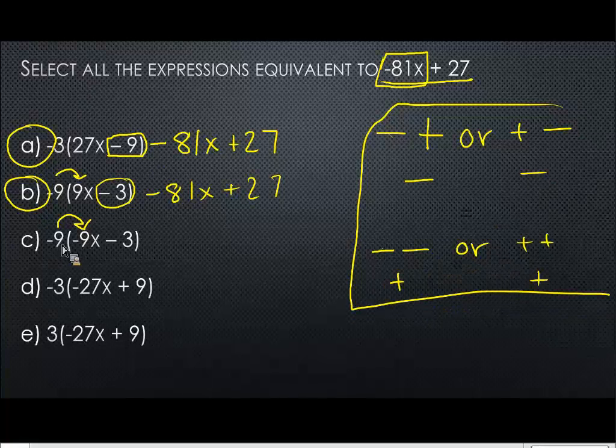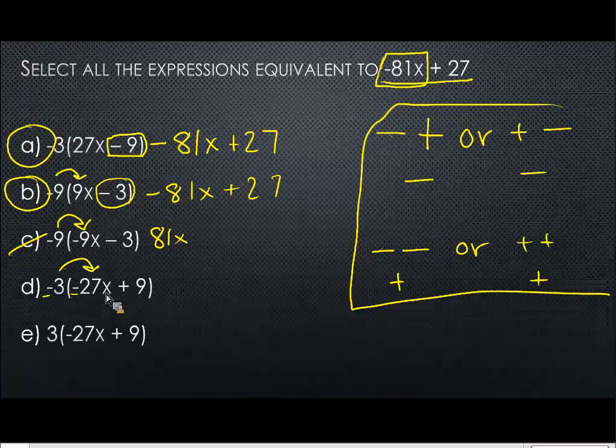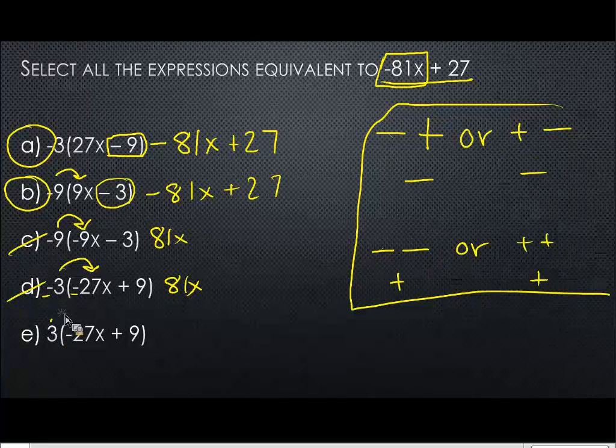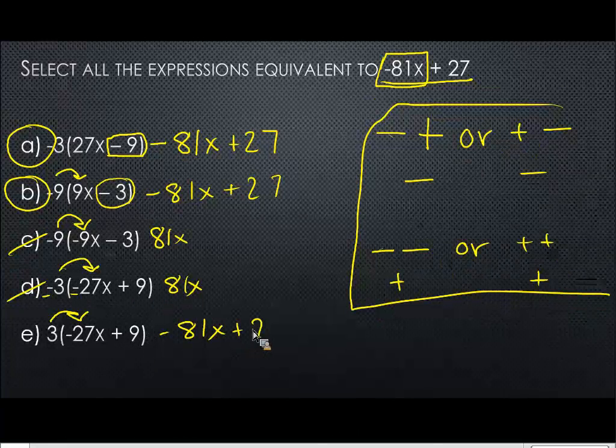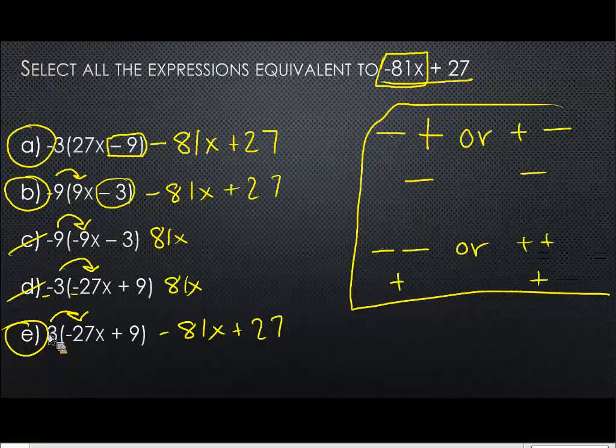So here I have negative, negative. That means I'm going to get positive, so it can't be C. Same thing here, negative, negative, so I'm going to get positive, can't be D. I have 3 times negative 27, so that's negative 81x, and 3 times 9, which is 27. So here I got A, B, and E.